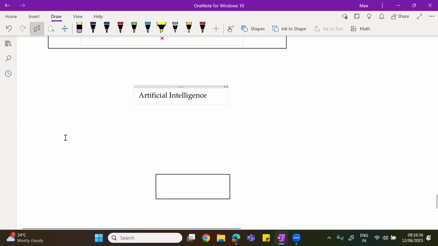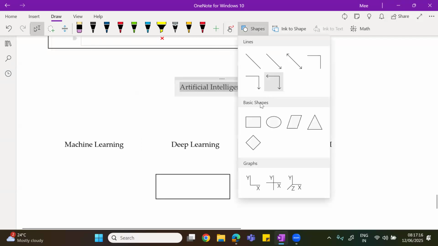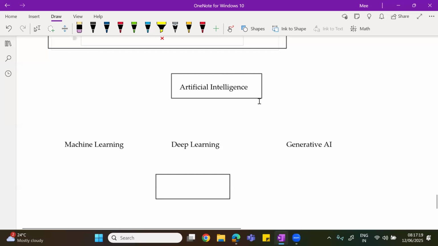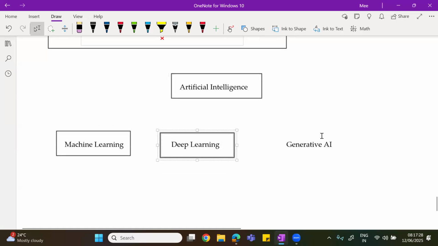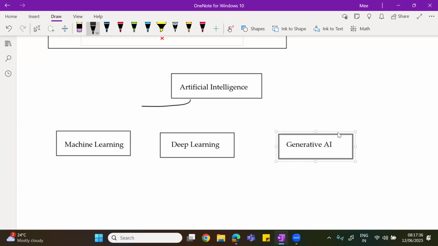Now, this is actually implemented with machine learning or deep learning or generative AI. So this is the relationship between them. This is our AI, and this is our ML, and this is our DL, and this is our generative AI. So they all are the implementation of your AI.